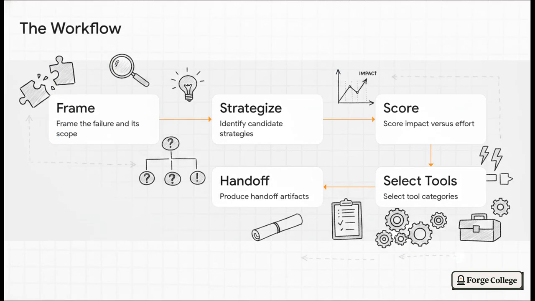Well, we need a system. Here is the precise, reproducible schematic we use to translate those raw failure signals into a prioritized tool list. Step 1, frame the failure. Step 2, identify candidate strategies. Step 3, score them by impact and effort. Step 4, select your tools. And finally, Step 5, produce your handoff artifacts.